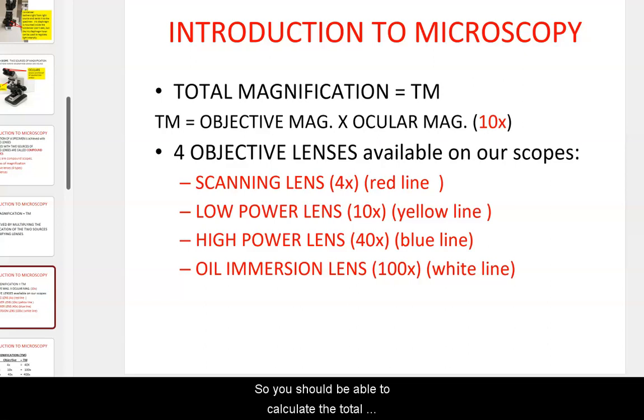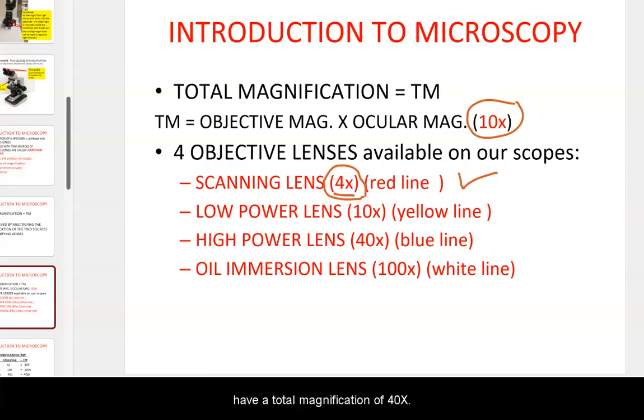So you should be able to calculate the total magnification of your specimen based on the two lenses that are being used. If you have the scanning or 4x objective in place, it is magnifying the image 4 times. Multiply that 4 times magnification by the 10 times magnification of the ocular lens, and you have a total magnification of 40x. So when the scanning objective lens is in place, the image has a magnification of 40 times.